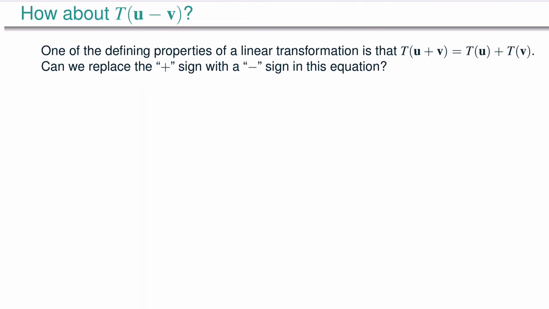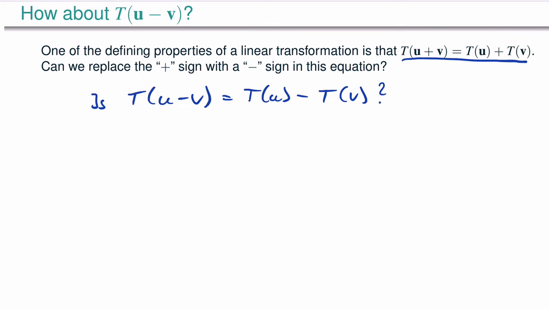Now how about T of u minus v? Our definition had said that T of u plus v has to equal T of u plus T of v. How about T of u minus v? Is it the case that T of u minus v is equal to T of u minus T of v? Well, that is indeed the case, and I'll indicate to you how you would show that, and we'll learn more about properties of linear transformations in the next videos.